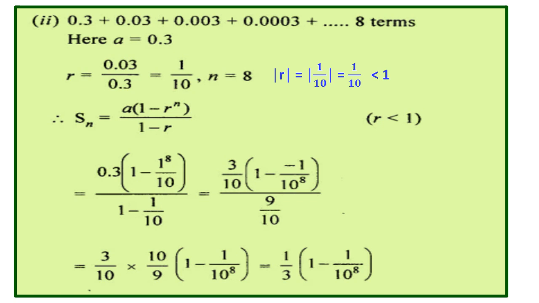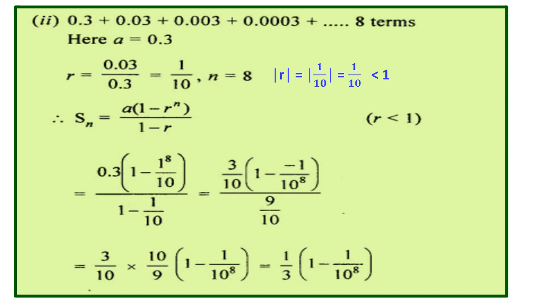After substituting the value of A as 0.3 and R as 1 by 10, you will get a value in such a way that as we have 0.3, it can be written as 3 by 10.